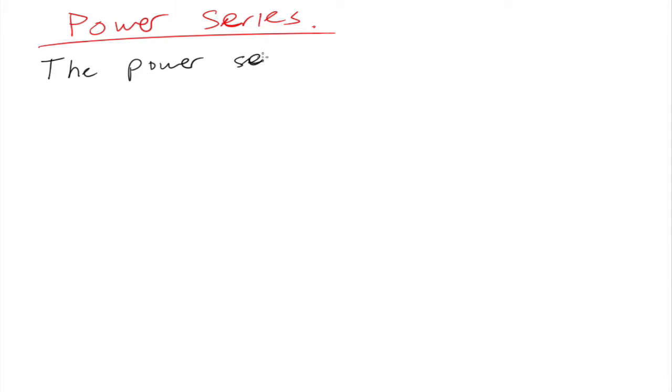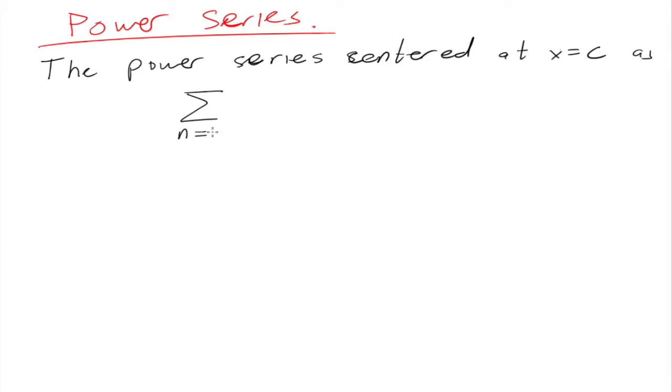Power series centered at x equals c as the sum n equals 0 to infinity of a sub n times x minus c to the n.